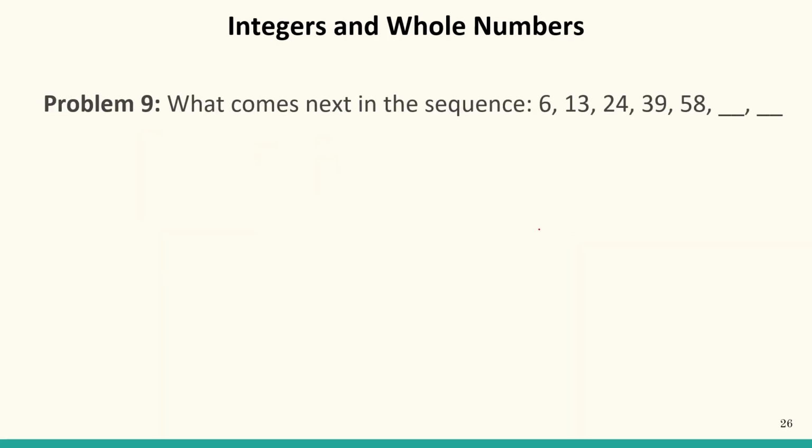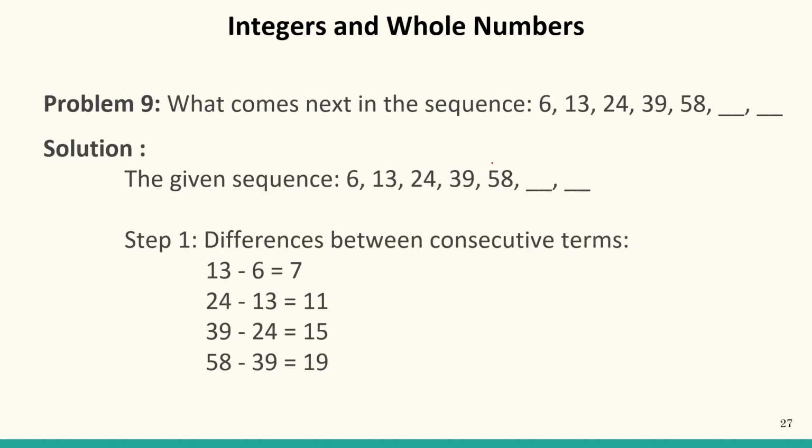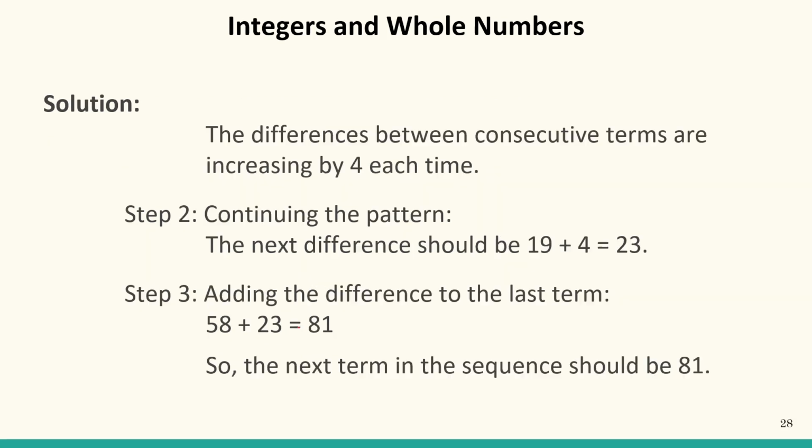Let's see problem number 9. What comes next in the sequence? 6, 13, 24, 39, 58, and so on. Given this sequence, the difference between consecutive terms is what? 13 minus 6 is equal to 7, 24 minus 13 is equal to 11, 39 minus 24 is equal to 15, 58 minus 39 is equal to 19.